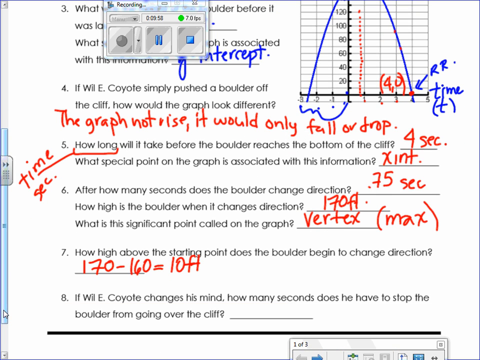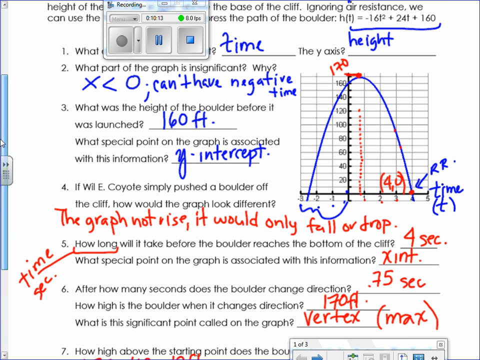And then number 8 says, if Wile E. Coyote changes his mind, how many seconds does he have to stop the boulder from going over the cliff? All right. So, if he was going to stop it from going over the cliff, well, that's a tough question.